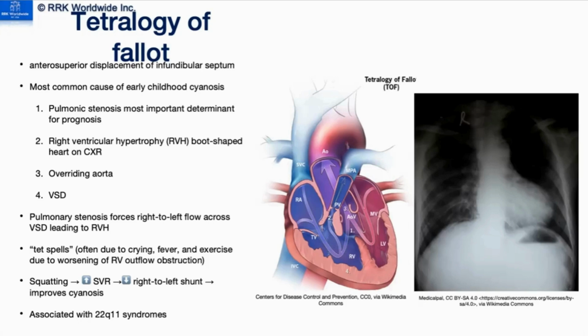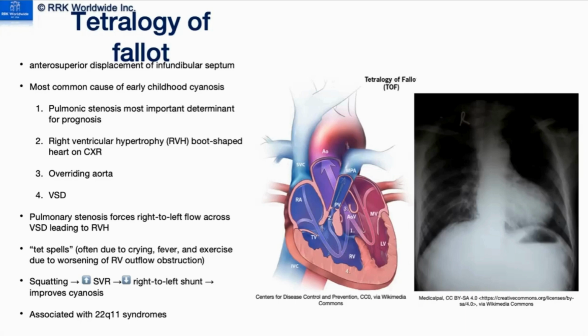One thing that they like to give as a buzzword is a TET spell. They could either give it to you straight up as a buzzword, but usually they would describe it as like the baby is crying, or there's a fever or exercise is worsening. All these things worsen right ventricular outflow obstruction, and therefore the baby is going to turn blue when they start crying or something, because it's going to worsen the right ventricular outflow. It's going to obstruct it. So when the baby exercises or screams, it's going to have a TET spell, or obstruction of the right ventricle.